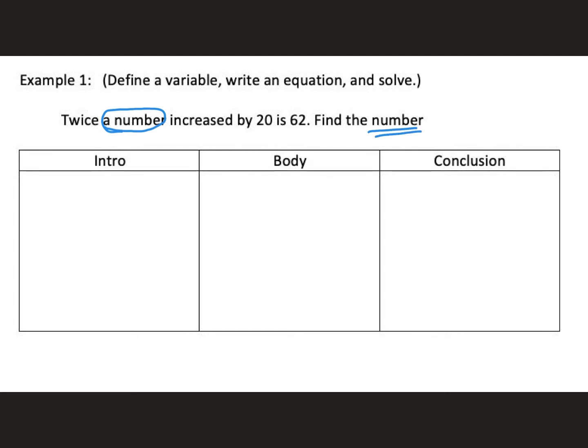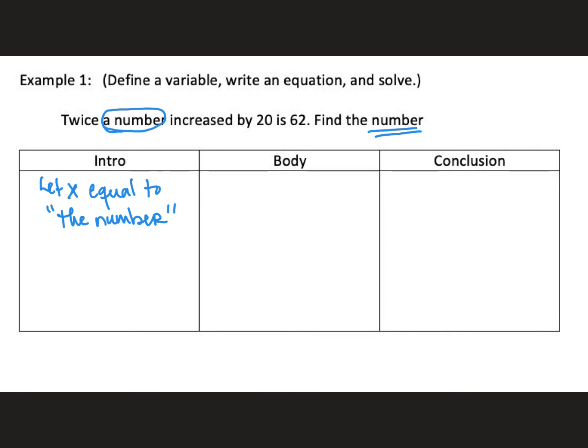So we're going to define. We want to, first of all, define what the number is. And we're going to define our variable. We're going to say let x be equal to the number, because that's what we're looking for, right? The number. That's the intro. So we always need to define what our variables are, okay?